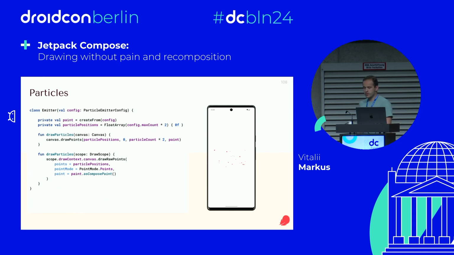So to optimize the performance, it would be preferable to use the same float array which we used for the canvas or native canvas implementation. Fortunately, there is a solution. You can access the Compose canvas from the draw context. The Compose canvas has a method called draw raw points, which directly accepts a float array. However, there is one issue. The method ignores an important parameter, the number of particles to be drawn. Therefore, if your array contains non-initialized elements with 0 coordinates, the draw raw points method will also draw them.